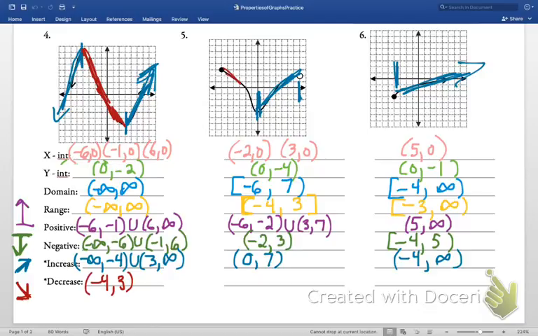Number 5, where am I decreasing? It's all along this stretch, which goes from -6 over to 0. And on number 6, I don't have any decreasing, so I'm just going to write none. And that's okay. We can have no decreasing.